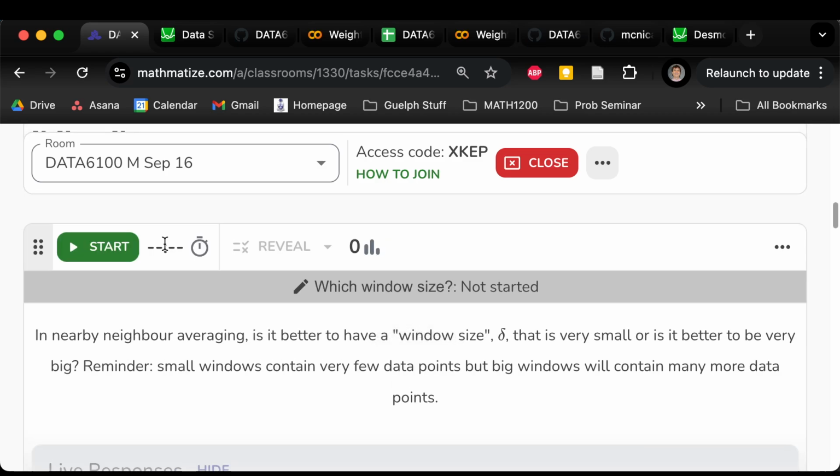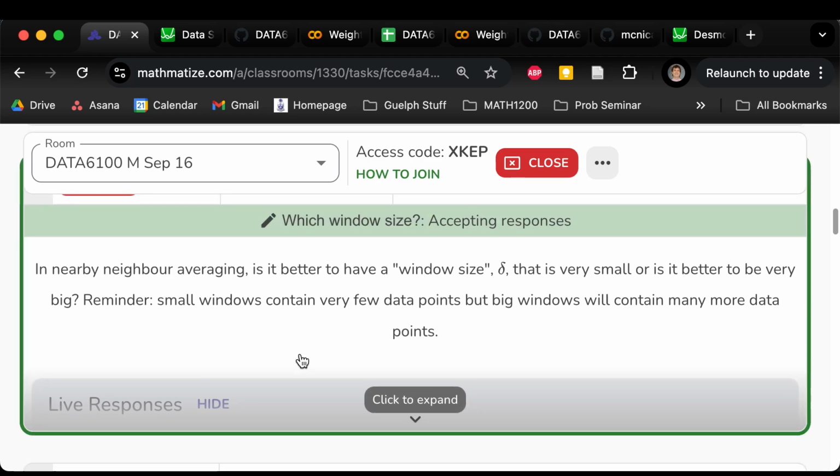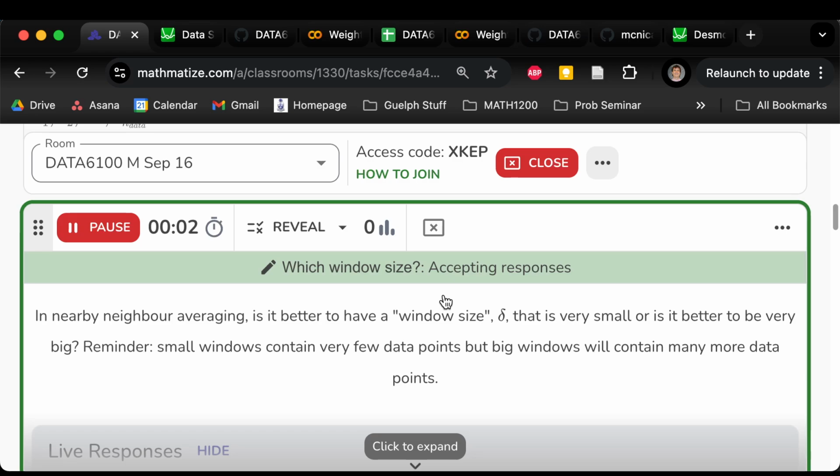Okay, here is the thing. In nearby neighbor averaging, is it better to have a window size, called delta? So delta is the width of the window. I think it's how far in either direction. Is it better to have a window size delta that is very small, or very big? Reminder, small windows contain very few data points, but big windows will contain many more data points. You tell me, what did you understand? Is delta small better, or is delta big better?